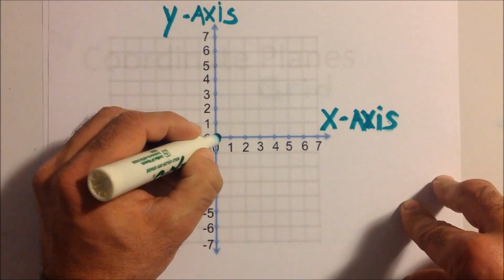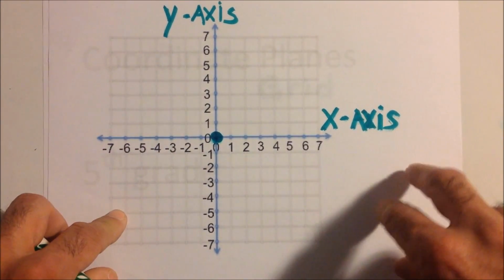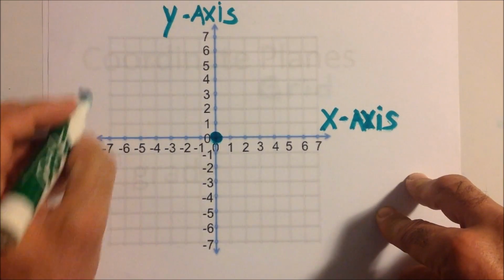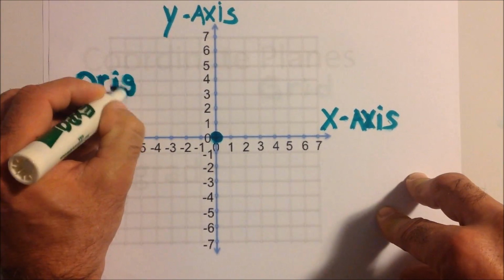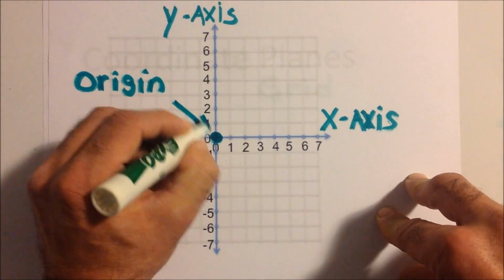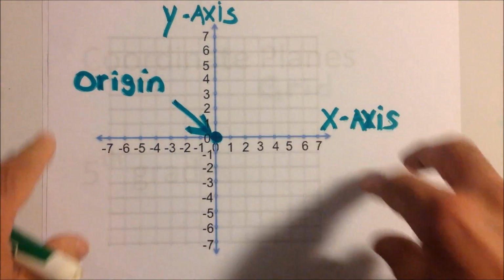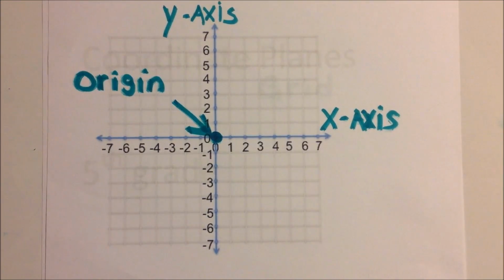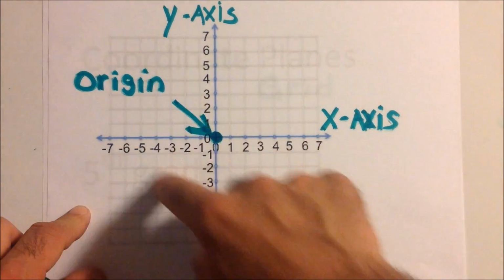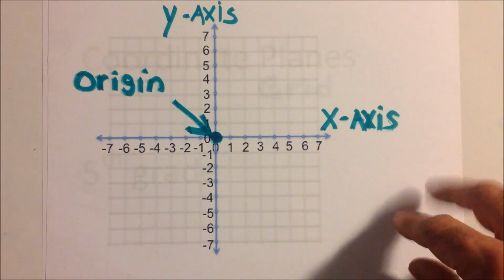And we have a name in the middle. The one right in the middle is called the origin. I'll write it over here. The origin is that dot in the middle, 0, 0. So we can plot points, or we call them ordered pairs on the grid. We want to plot ordered pairs.